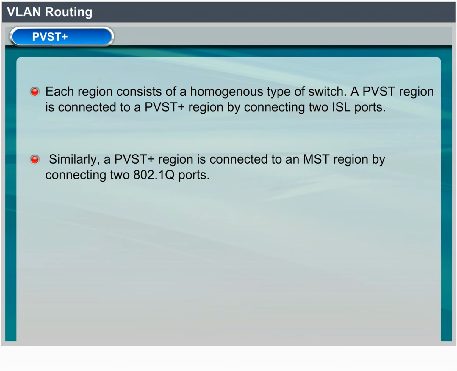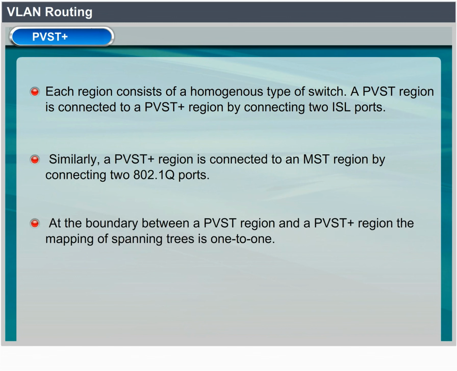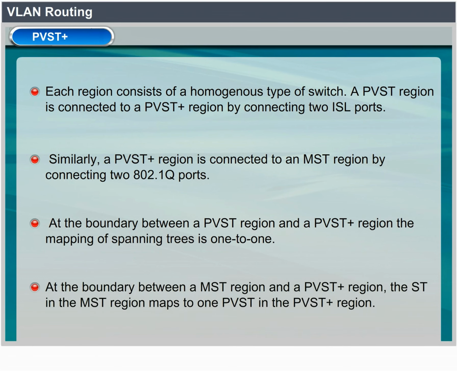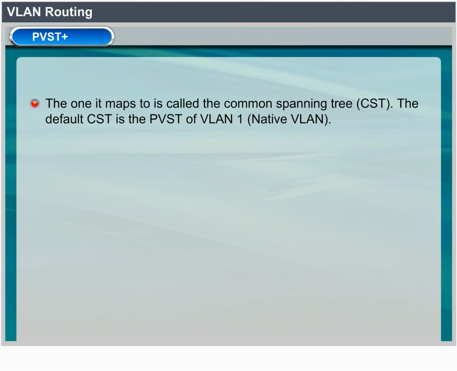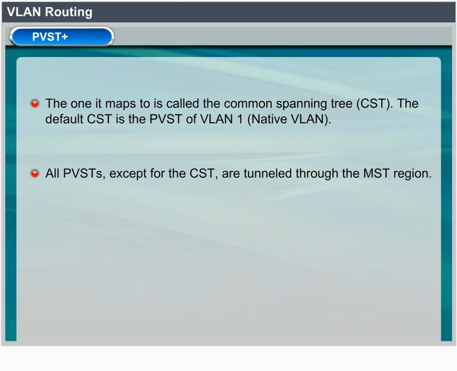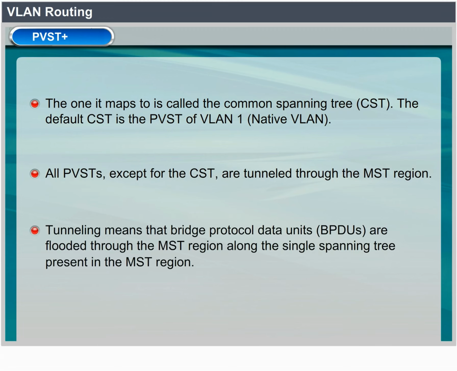At the boundary between the PVST region and the PVST plus region, the mapping of spanning trees is 1-to-1. At the boundary between the MST region and the PVST plus region, the ST in the MST region maps to one PVST in the PVST plus region. The one it maps to is called the common spanning tree, that is CST. The default CST is the PVST of VLAN 1 or native VLAN. All PVSTs except for the CST are tunneled through the MST region. Tunneling means that bridge protocol data units, or BPDUs, are flooded through the MST region along the single spanning tree present in the MST region.